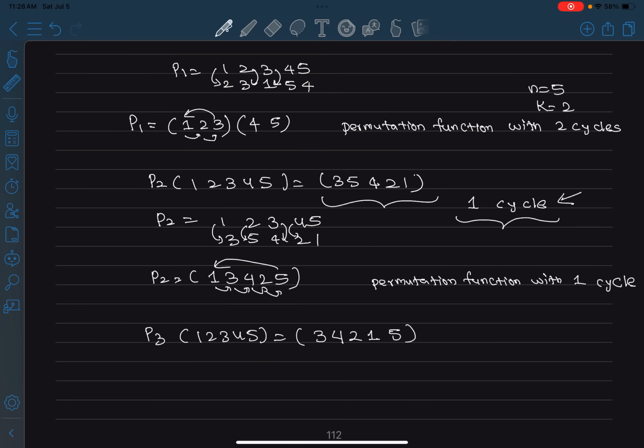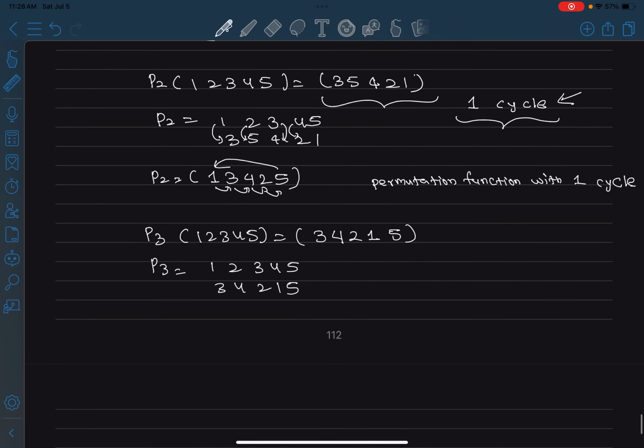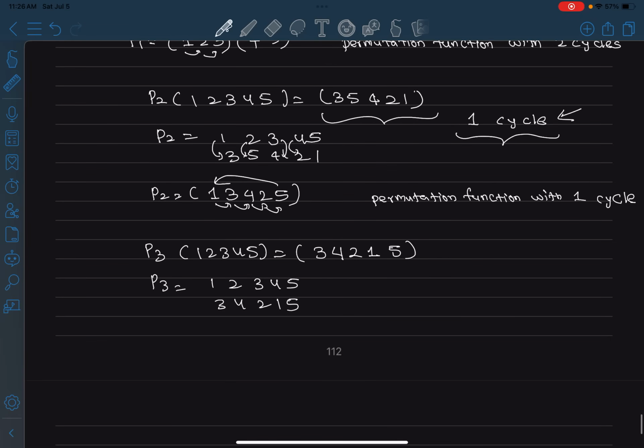I don't know. Let's see. Okay, and this goes 1, 2, 3, 4, 5, 2, 3, 4, 2, 1, 5, right? So what's going to happen over here is, this 1 goes to 3, right? So 3 goes to 2, right? And then 2 goes to 4, 4 goes to 1, and 5 is this.